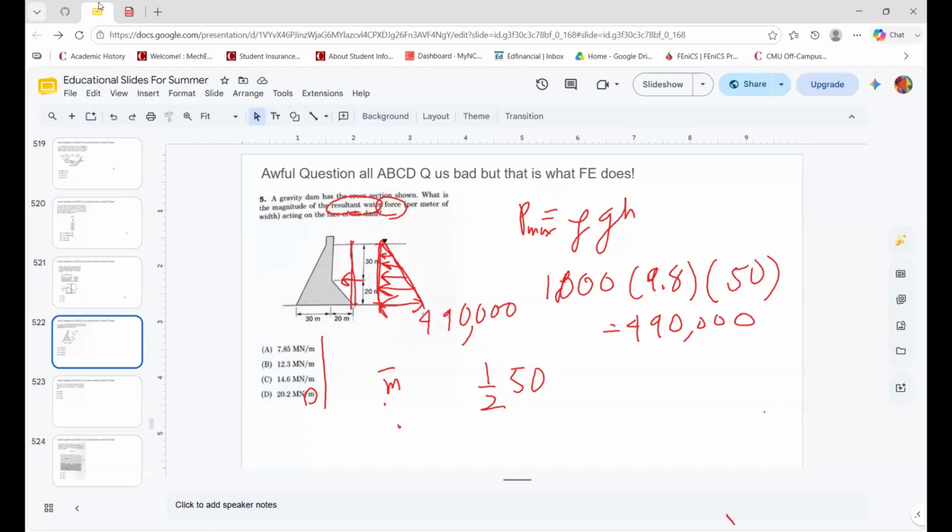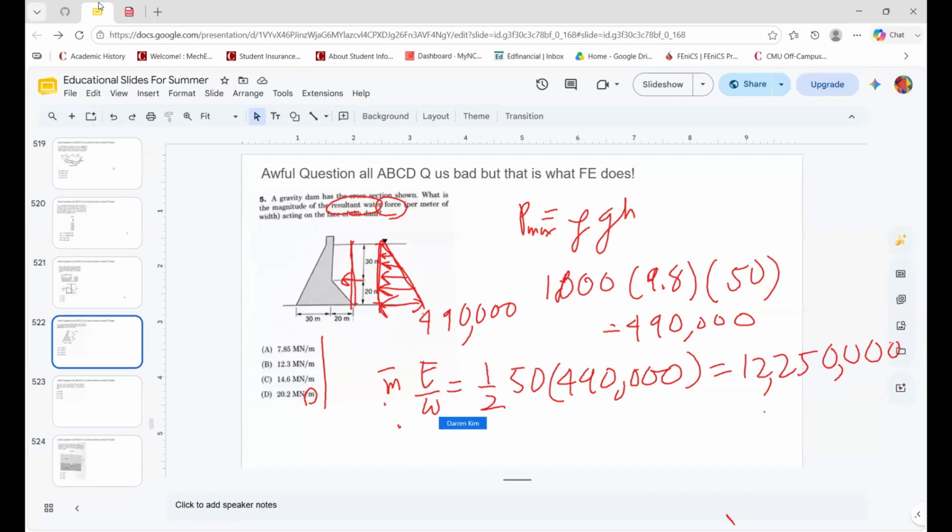So then we do 490,000. So we have 1/2 multiplied by 50 multiplied by 49,000, which equals about 1,225,000. That's three zeros over here, three zeros over here, about that much. That is basically equal to F divided by width, because it's force per unit of width, basically. So this is the first one, number one.